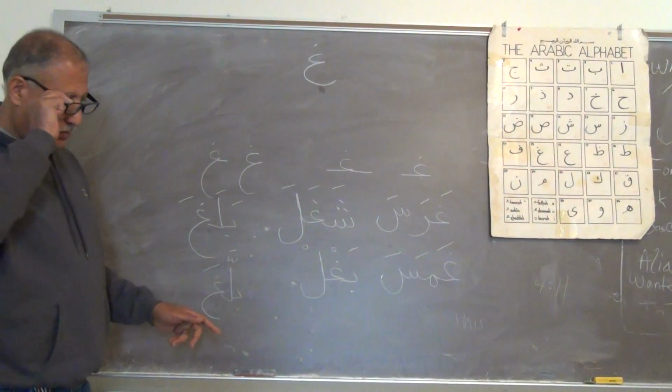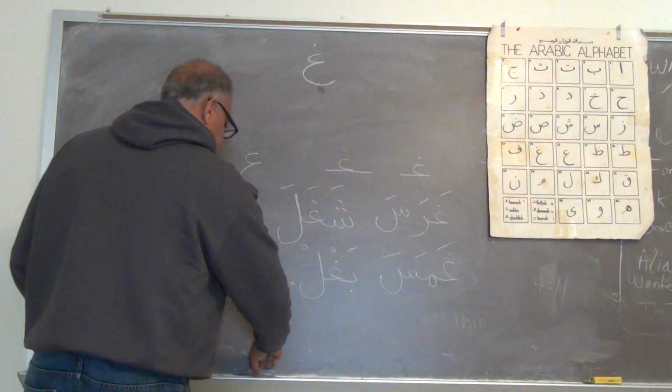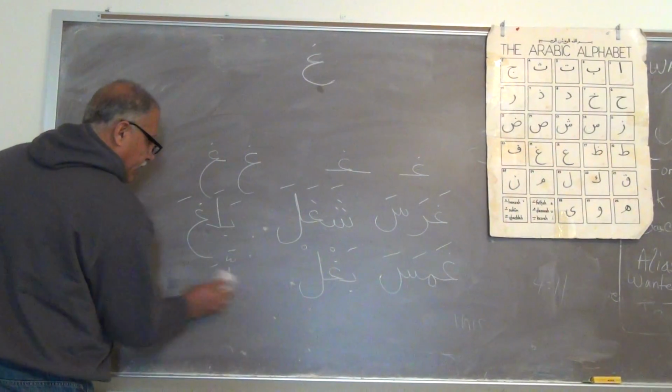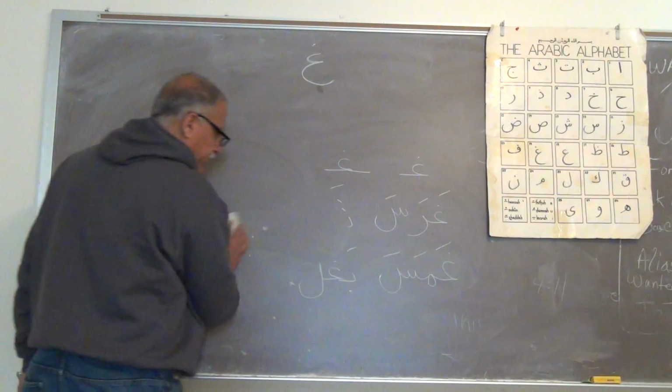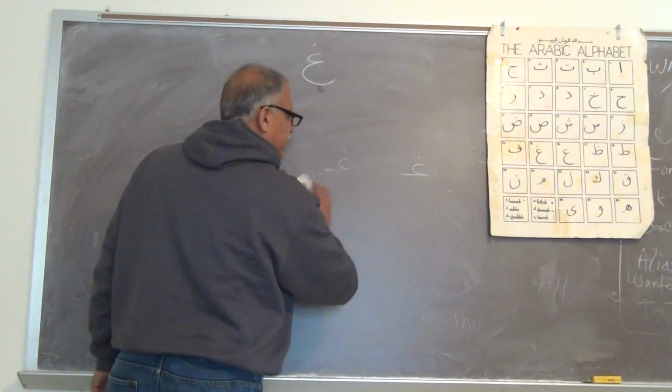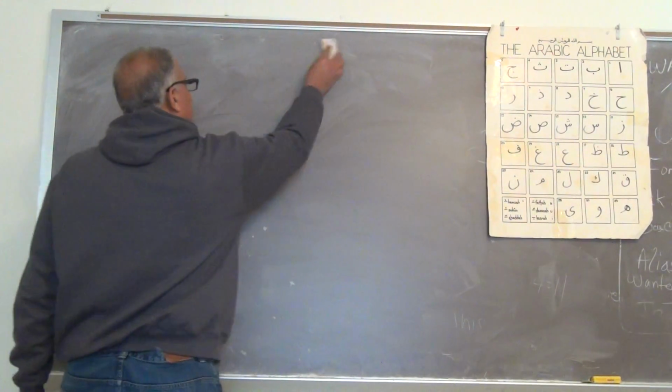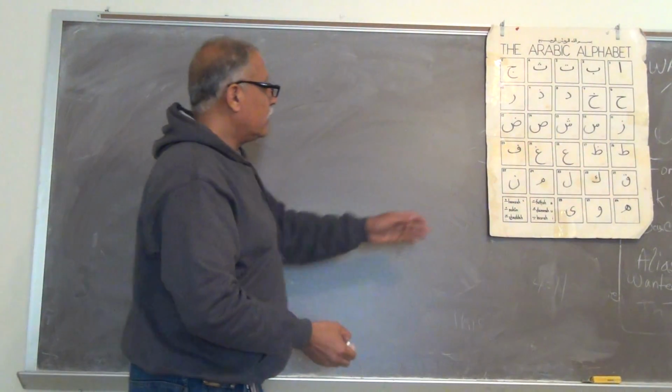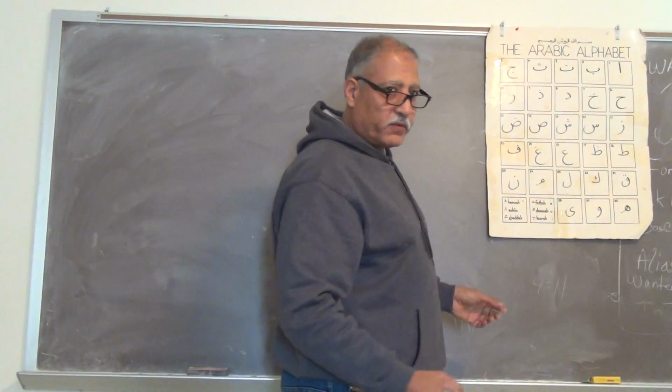Now we know that these two letters are just a family. Both of them look exactly like each other, except one of them has a dot and the other one doesn't have a dot. The next two letters are going to be the same thing, from the same family.